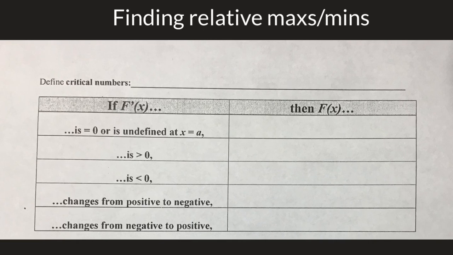Okay, so we're talking about the first and second derivative tests and how that helps us to find the relative maxes and mins of functions in AP calculus. The first thing we're going to do here is define a critical number. A critical number will be defined as the value where your first derivative is equal to 0. Those are your critical numbers.